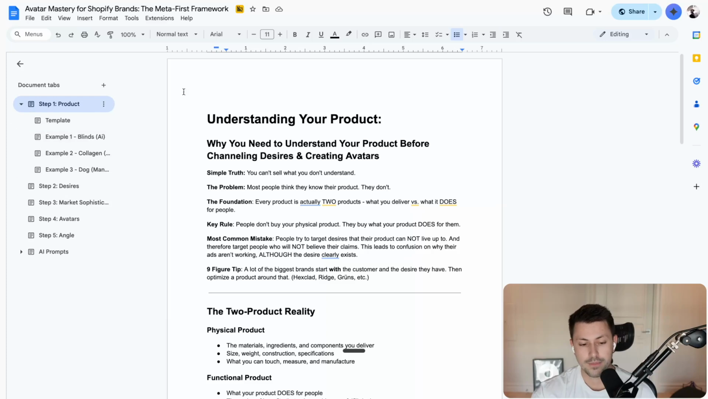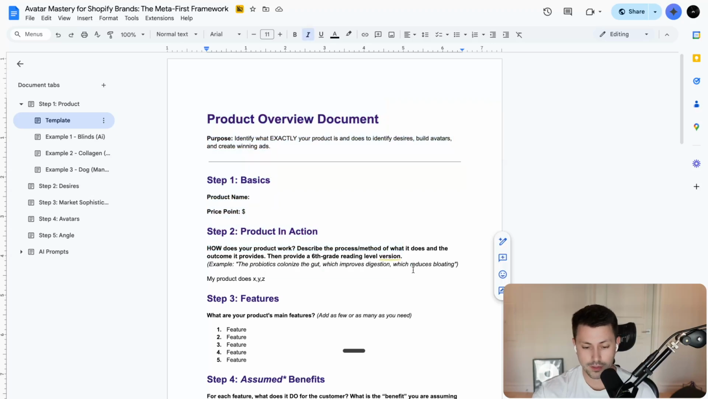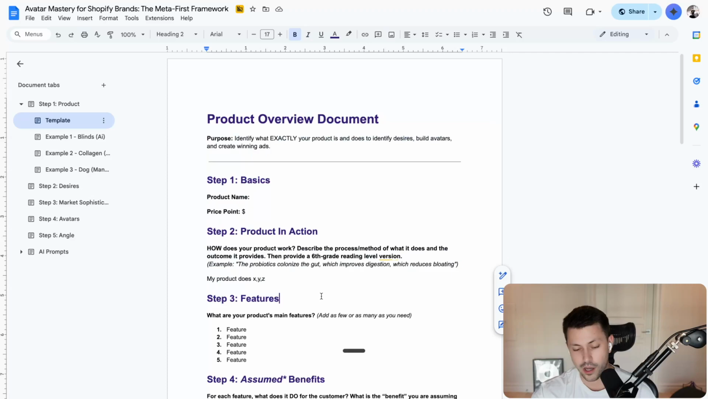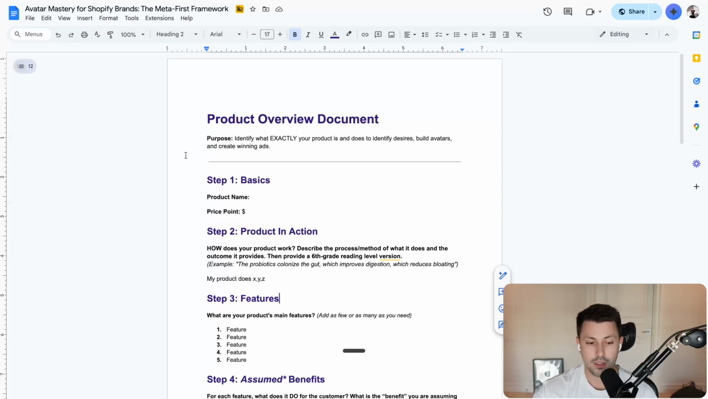Okay, so in the next step, we're going to walk through this product template, and I'm actually going to fill one out manually. I did fill two of these out as well using AI. So we're going to get into how to fill out the product overview template, because it's like, okay, now we know it's important. What do we do, Spencer? Well, we fill out this document so that we can actually work towards understanding our product better. And then from there, we're going to get into the desires. But with that said, that is the product overview.